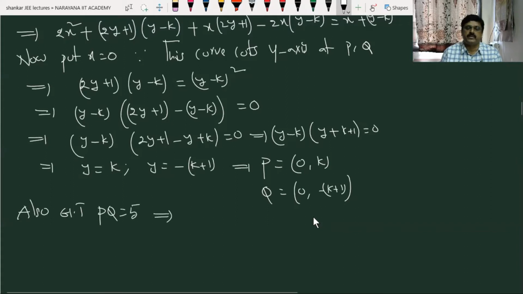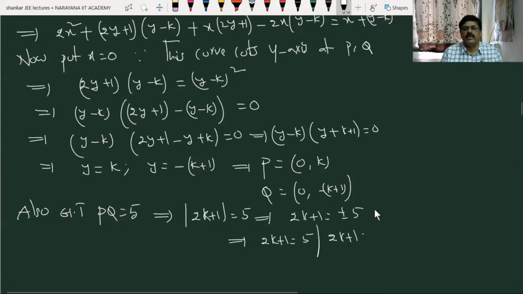Also given that PQ is equal to 5, students. So I am going to measure the distance between P and Q. See the ordinates here: -(k + 1) and k. So finally, what is coming there, students? 2k + 1. Of course, I have to take modulus. So modulus of 2k + 1 is equal to 5, implies 2k + 1 is equal to plus or minus 5. So 2k + 1 is equal to 5; on the other hand, 2k + 1 is equal to -5. Here k value 2 is coming, and here k value -3 is coming.